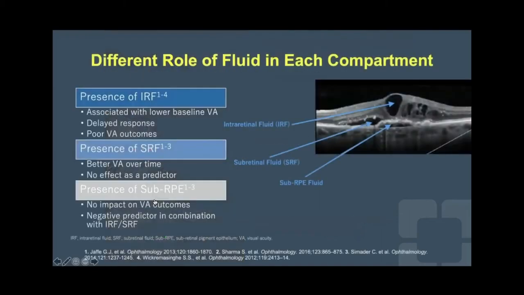We also know that fluid in the OCT is a biomarker for positive and negative prognostication of a patient's response to therapy. In this case, we know that IRF has poor visual acuity outcomes when present in the patient over the period of time of treatment. SRF has actually a positive prognosticator for visual outcome, and sub-RPE fluid really has no impact on visual acuity outcomes, but it can be a negative predictor when combined with IRF and/or SRF in patients.